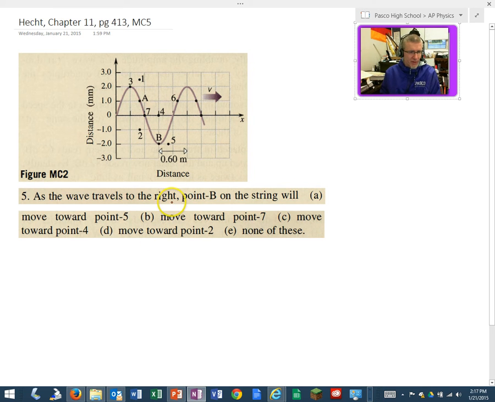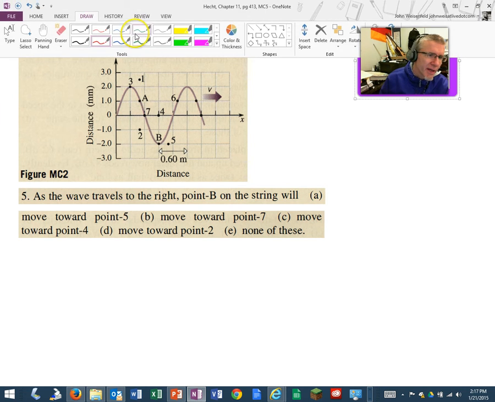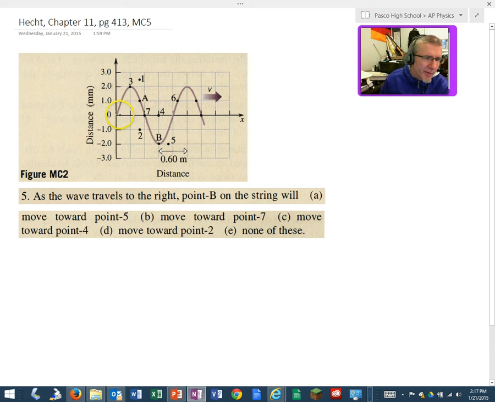Now, point B on the string. Let's draw in this moving string again, or this moving wave. Let me move it over a little bit here. So we're going to move over a little bit and try not to get too confused here about where the wave has to wind up. Basically, I'm moving that by, oh gosh, it's kind of an eighth of a wavelength.